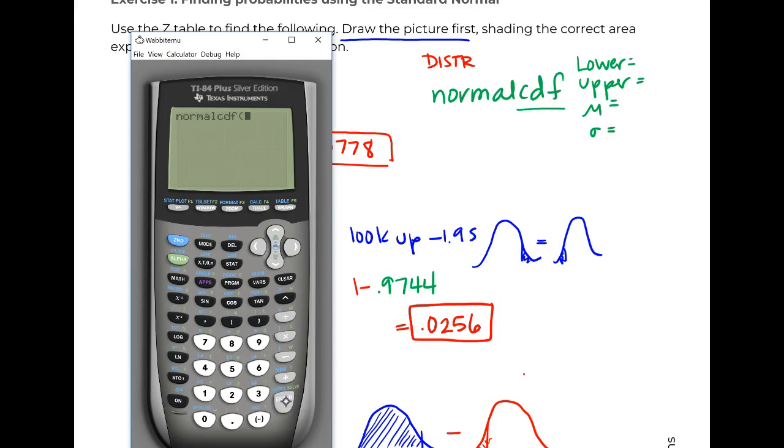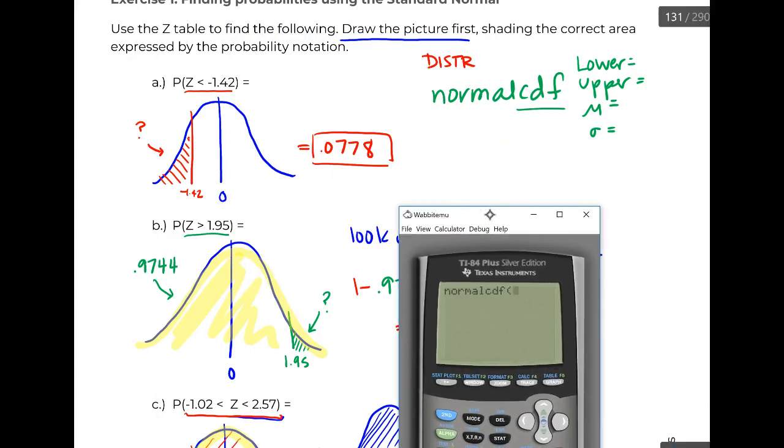We're never going to use normal PDF. The only reason that's in there is to graph the curve, but it doesn't have any meaning, right? The height of the curve doesn't mean anything. So for the first one, if we're going to use normal CDF, first thing we need to do is tell it the lower bound of the area we're interested in.